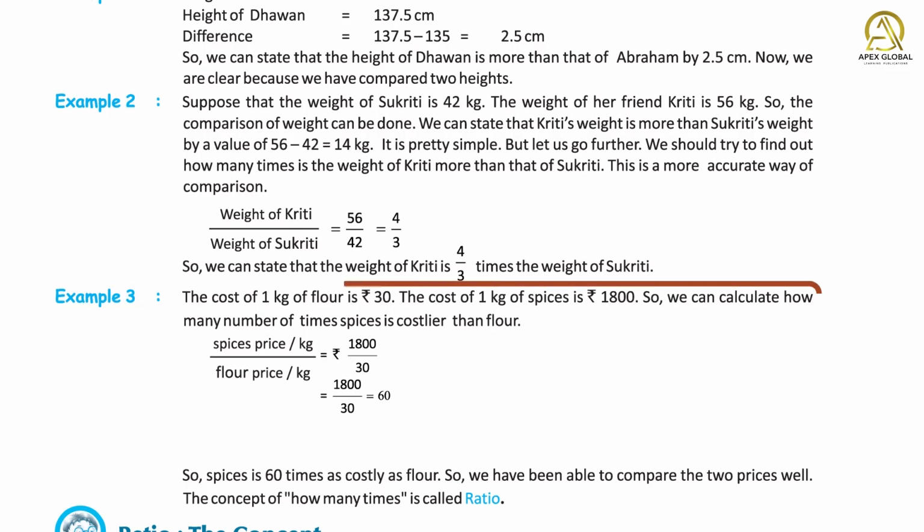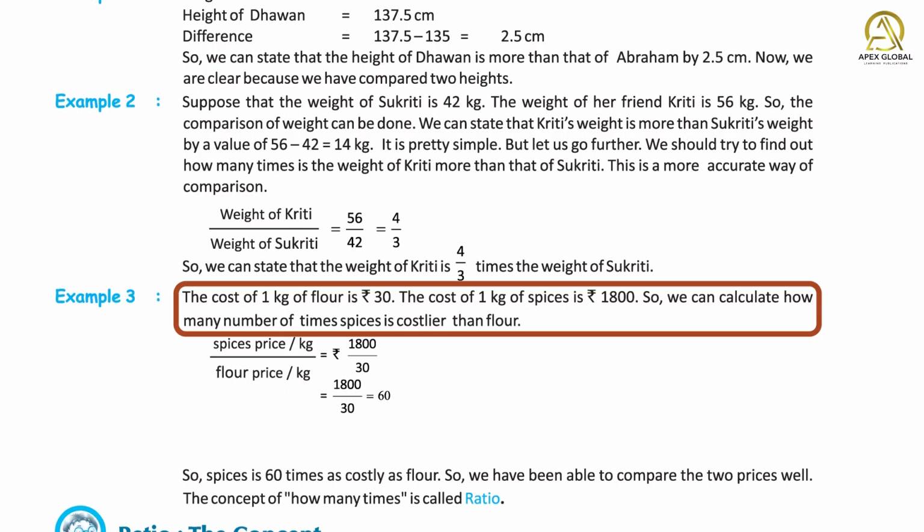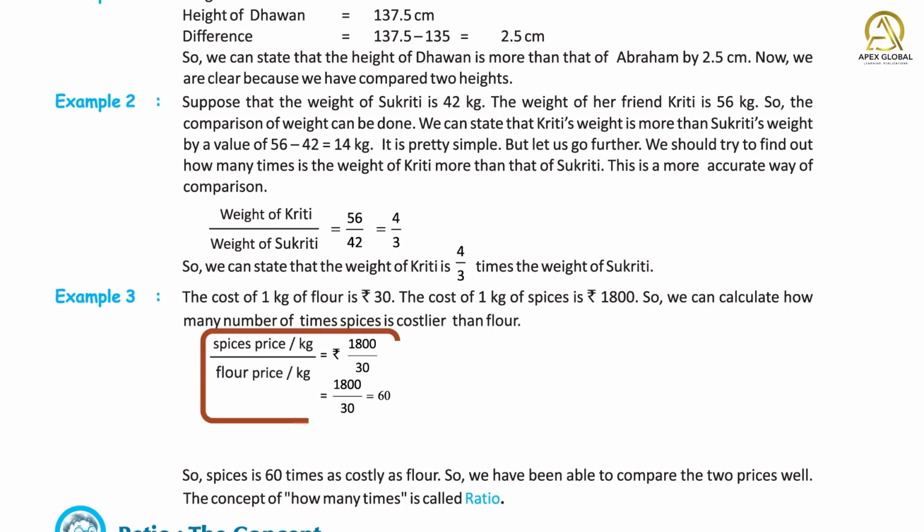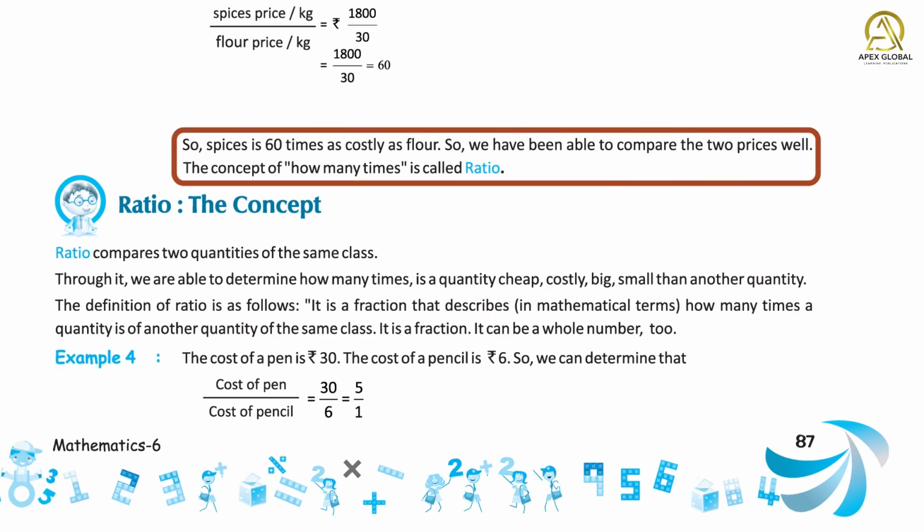Example 3. The cost of 1 kg of flour is rupees 30. The cost of 1 kg of spices is rupees 1800. So, we can calculate how many times spices is costlier than flour. Spices price per kg upon flour price per kg is equal to rupees 1800 upon 30 is equal to 60. So, spices is 60 times as costly as flour. So, we have been able to compare the two prices well.